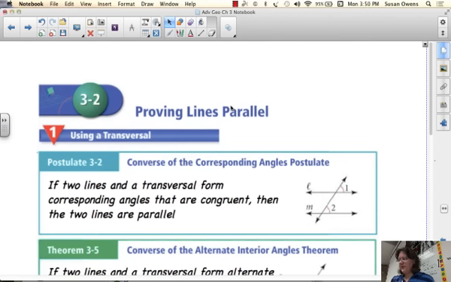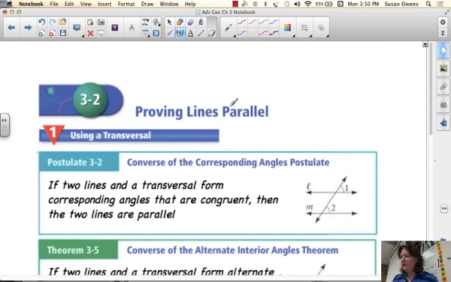Hello and welcome to today's video. This is Chapter 3, Section 2, Proving Lines Are Parallel. Everything we're going to learn today is actually the converse of what you learned in Section 3.1. The important thing to remember is when you are going to use the theorem and when you are going to use the converse, okay?